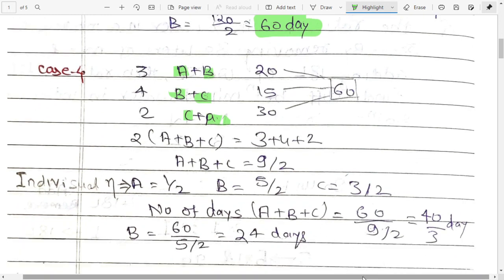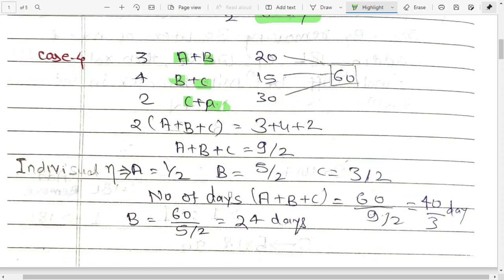But the total number of days they have worked is 60 days. And if you calculate the individual efficiency, you can also calculate it over there as well, because from the total data which they have provided, you can easily divide and get the final answer. So what was the number of days required for A plus B plus C working? The total work in work units was 60, and they worked together with the efficiency of 9 by 2. If you divide 60 by 9 by 2, you will land up with 40 by 3, that is 40 by 3 days of working together.